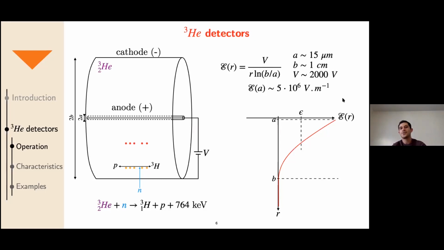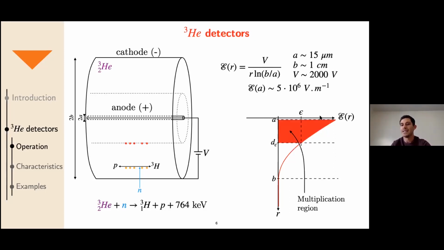So let's go back to the representation of the electric field. In the region of space between A and epsilon, the electric field is higher than epsilon. I represented here the cylinder associated with this region of space. In this region, the electrons have acquired a sufficient drift velocity.